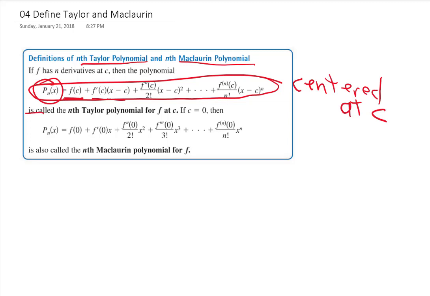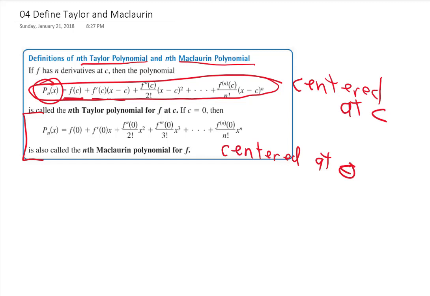And if you look right below it, a Maclaurin polynomial is very similar. The only difference is this one is centered at 0. So it's really just a simplified version of a Taylor polynomial. If you see the word Maclaurin polynomial, you know that it's centered at 0. It's the function value plus the derivative times x plus the second derivative over 2 factorial times x squared plus the third derivative at 0 over 3 factorial times x cubed, and so forth and so on.